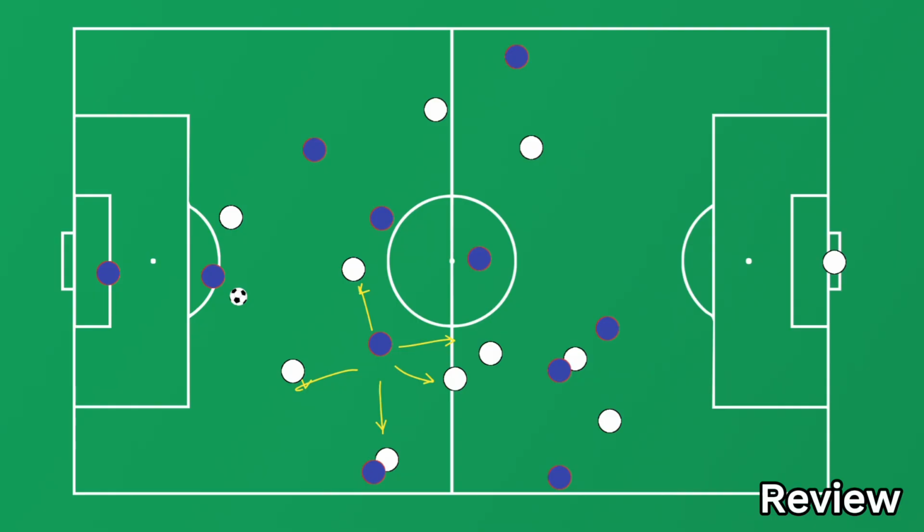Is there space available? Are there players I can pass to? What's the general structure of the teams like? If you can develop that skill starting from very, very early, then once you get to academies, pro level, this wouldn't have to be explained. This is something that you just do.